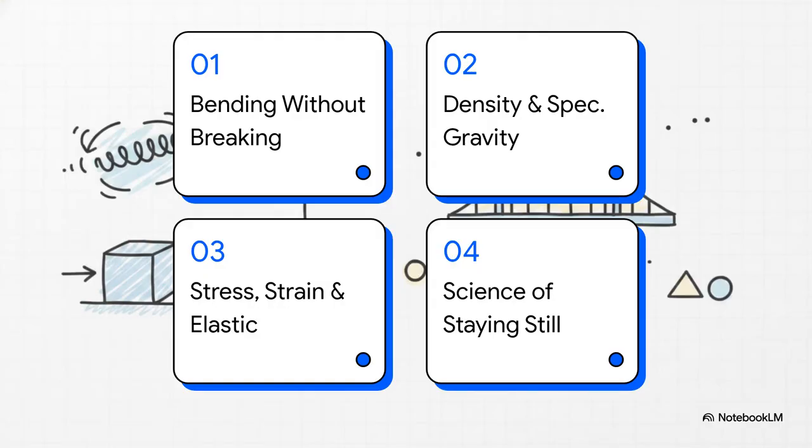So to uncover the physics behind all this, we're going to follow a four-step blueprint today. First, bending without breaking. Second, density and specific gravity. Third, stress, strain, and elasticity. And finally, the science of staying still. Let's get right into it.